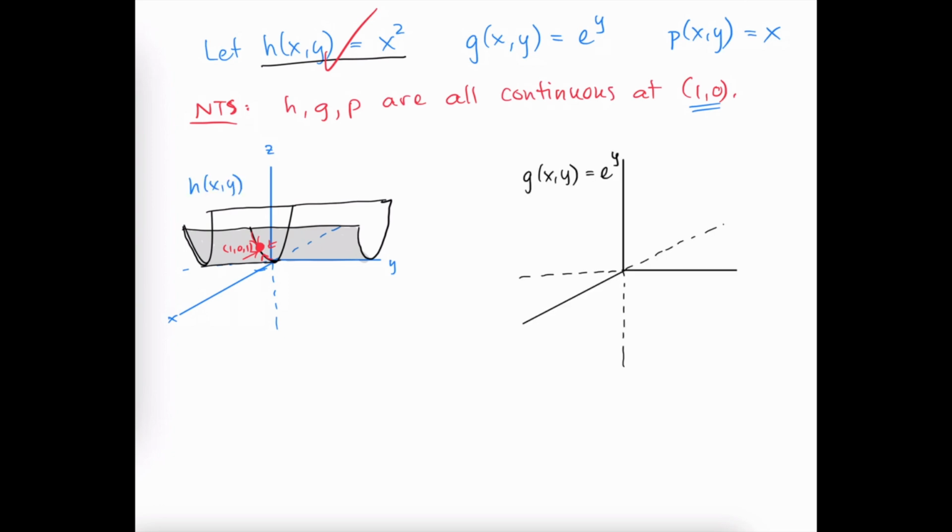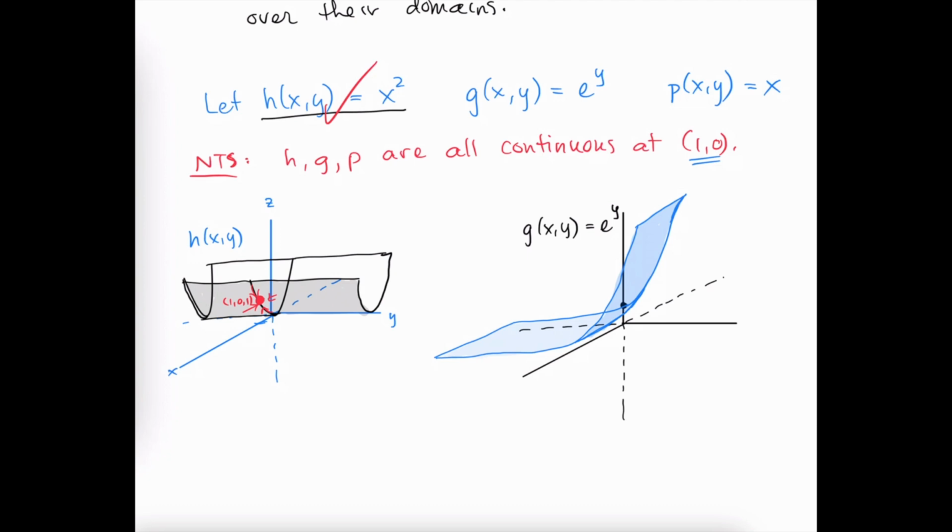So now let's look at a graph of e to the y. This is z is equal to e to the y, so that's going to be the exponential function in the yz plane that extends infinitely in the direction of x. This one's a little harder to draw, but I think you get the idea that when we look at the ordered pair (1, 0) in the domain, we fly up to a point (1, 0, 1) in the range, and it does appear that these limits are approaching the same as the function evaluated at (1, 0). So we'll say the g function is also continuous.